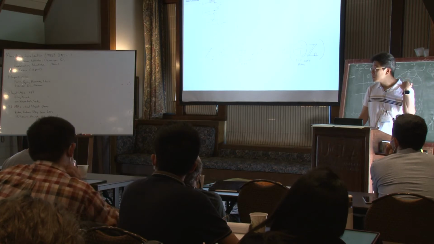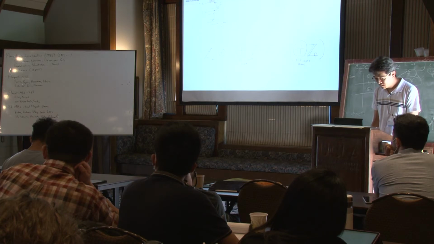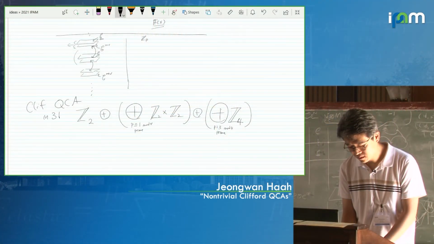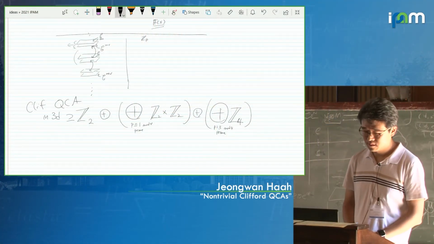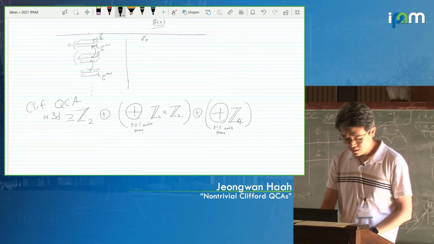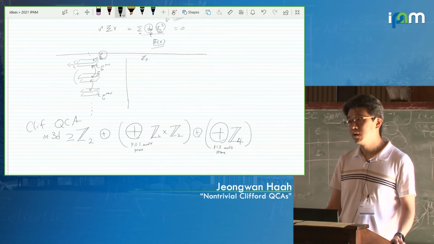Sorry, this is a proposed classification of Clifford QCAs, or what? Yes, yes. Is your category C modular or not? It's a modular one. Oh, here? Yeah. I would like it to be modular. Okay.